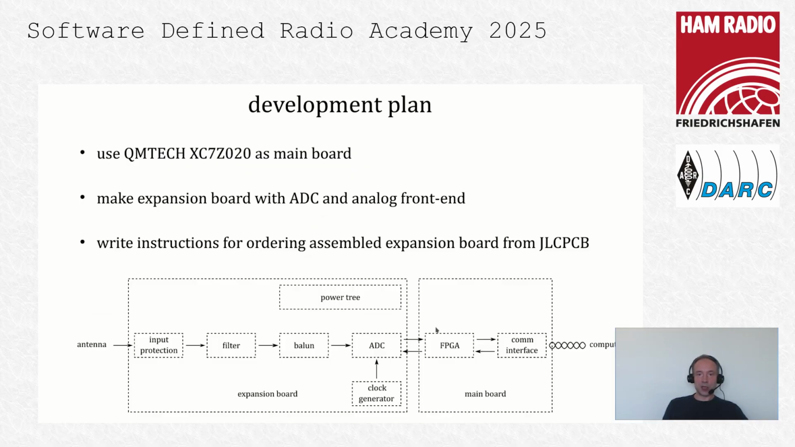And on the left is the expansion board, what I wanted to develop. It consists of a fast ADC, clock generator, power supplies for both the ADC and clock generator, and then it should also have input protection, a low pass filter, and a balancing unit. And to make this expansion board easy to order by people who are interested, I also plan to write instructions for ordering assembled expansion boards from JLCPCB.